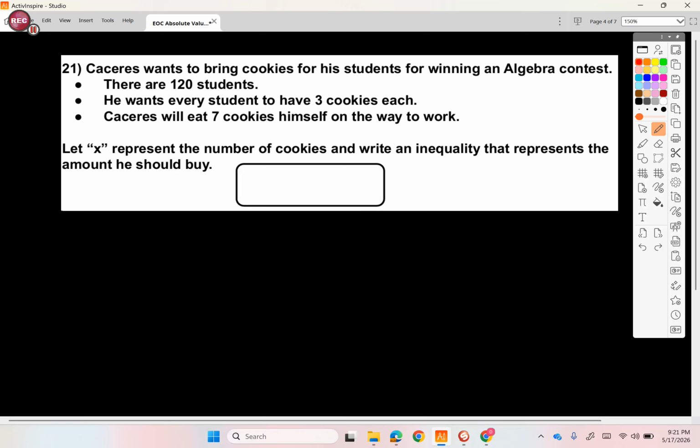It's just a regular inequality for a teacher to know how much to bring if they're going to eat 7 cookies themselves on the way to work, and they're going to give 3 cookies to each student with 120 students total.